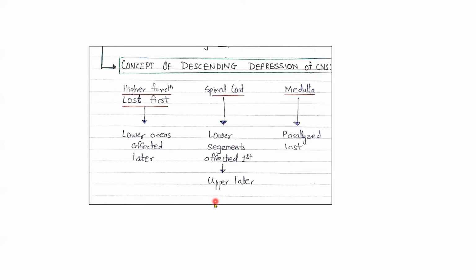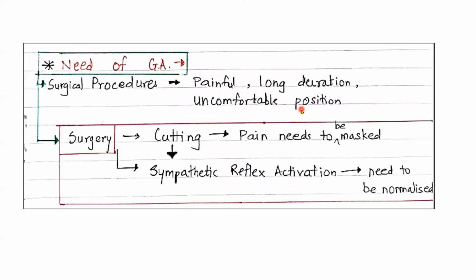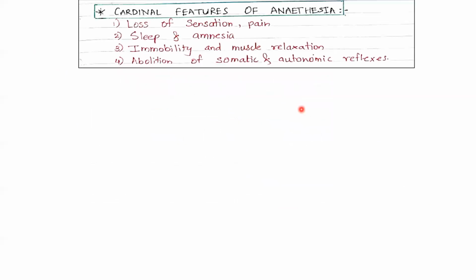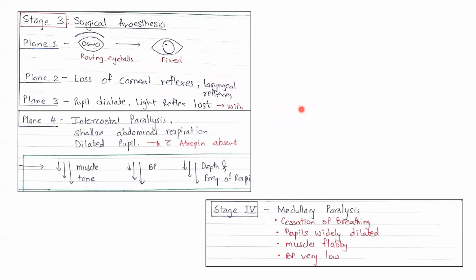In the spinal cord, the lower segments are affected first and the upper segments are affected later. So the concept of descending depression of CNS starts with higher function loss, then spinal cord function loss, and in the end you see medullary paralysis. That is how, when we spoke about stages of anesthesia, medullary paralysis is the last stage, that is stage 4. Thank you.